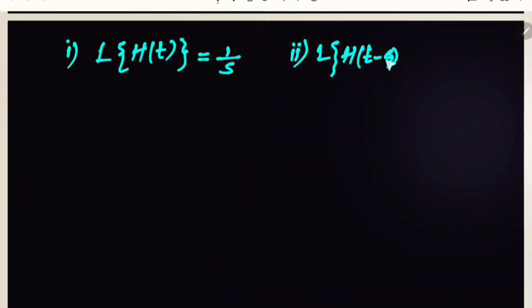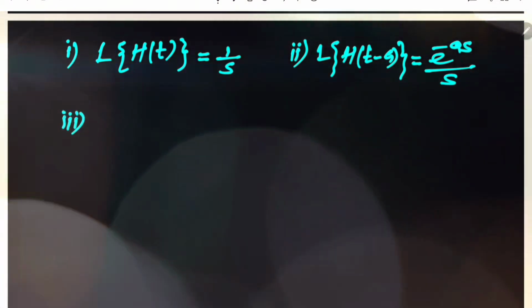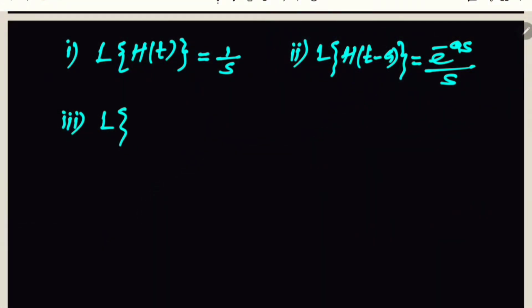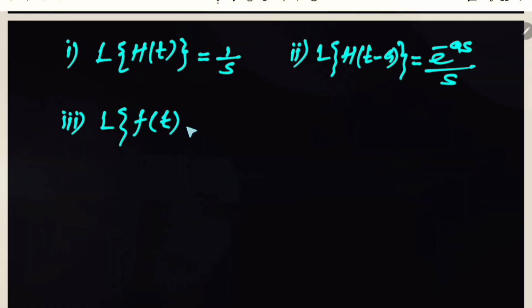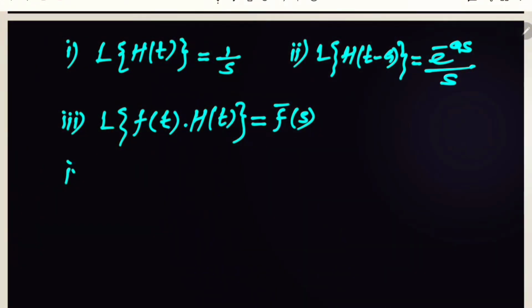Then once again I will combine all these results in one place. First, Laplace of h of t as 1 by s. Second, Laplace of h of t minus a as e raised to minus as upon s. Then third result is for Laplace of f of t into h of t. H or u, whatever you want, you can take. In some books you will find h, in some books you will find u. It is f bar of s.